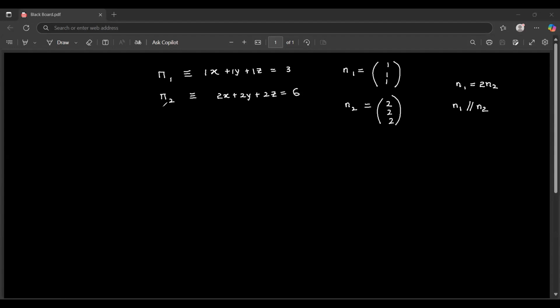In the equation, phi1 has n1, and phi2 has n2 equals 2 n1, so n1 is parallel to n2. Here you can see phi2 is actually equal to 2 phi1, which means they are the same plane. If you are given two planes in this format, it means they are the same plane. So the angle between them will be equal to 0 degrees. Nevertheless, fine. Now we'll do some important questions.